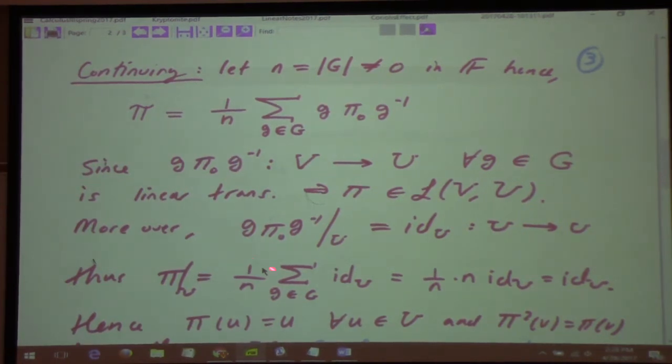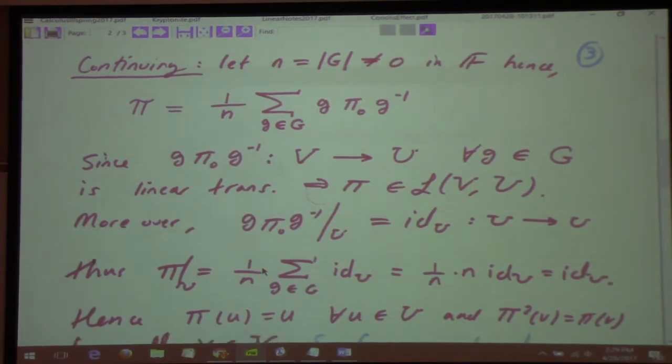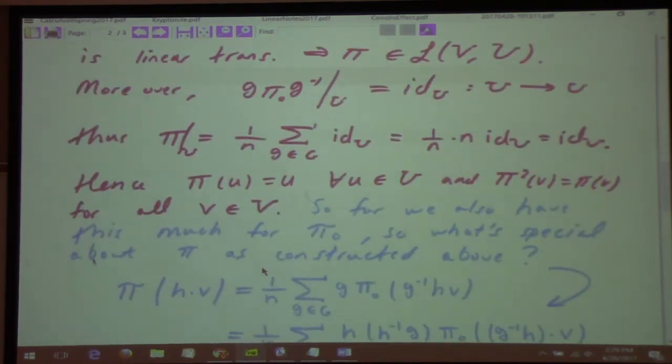If the characteristic of the field did divide the order of the group, then I don't know what would happen. I don't have a counterexample or anything, but you can see that this argument breaks down anyway. In any event, this gives us that pi of u is u, hence pi squared of v is pi of v for each v in V.